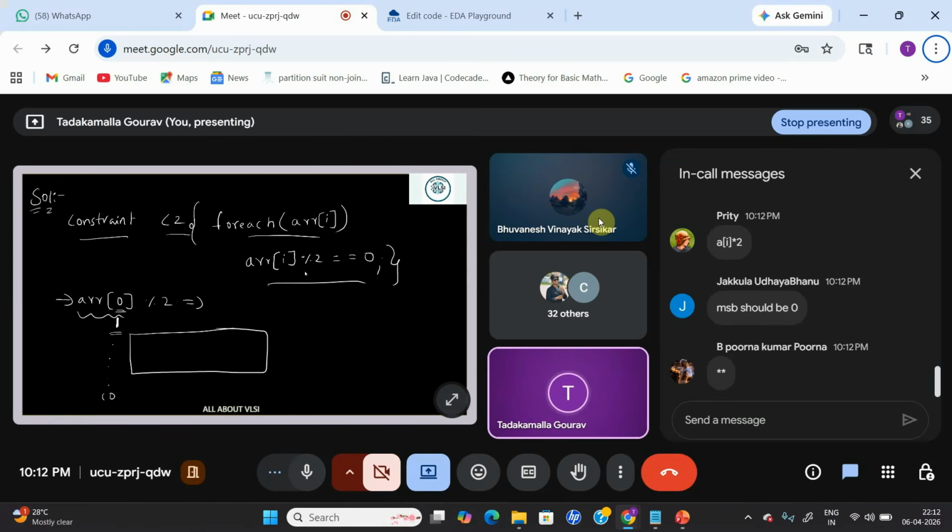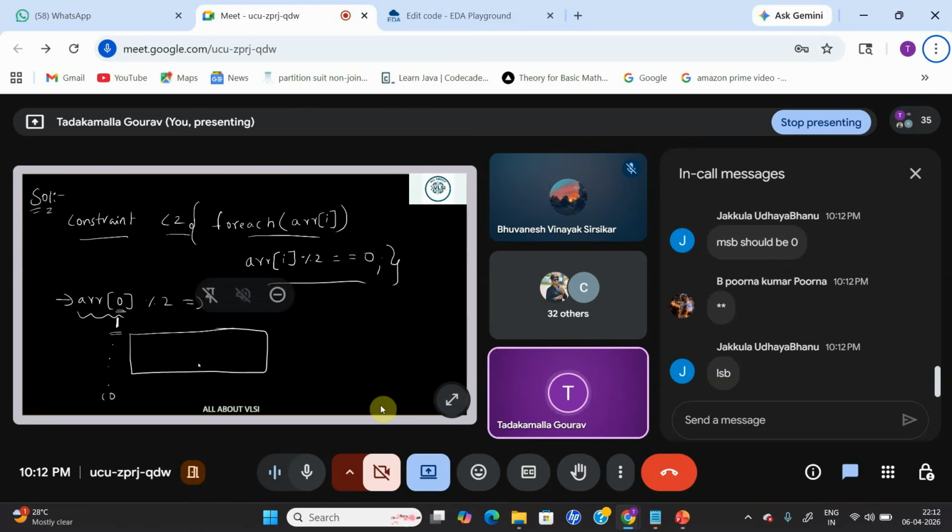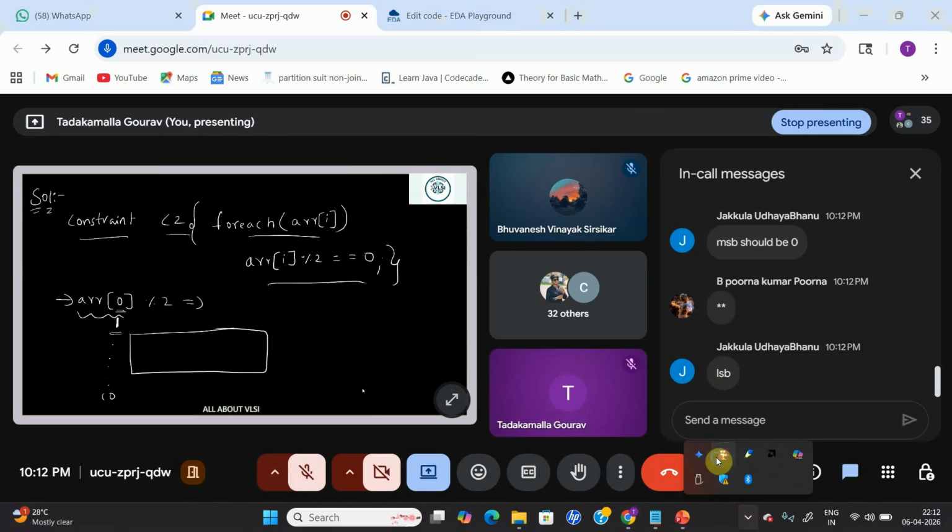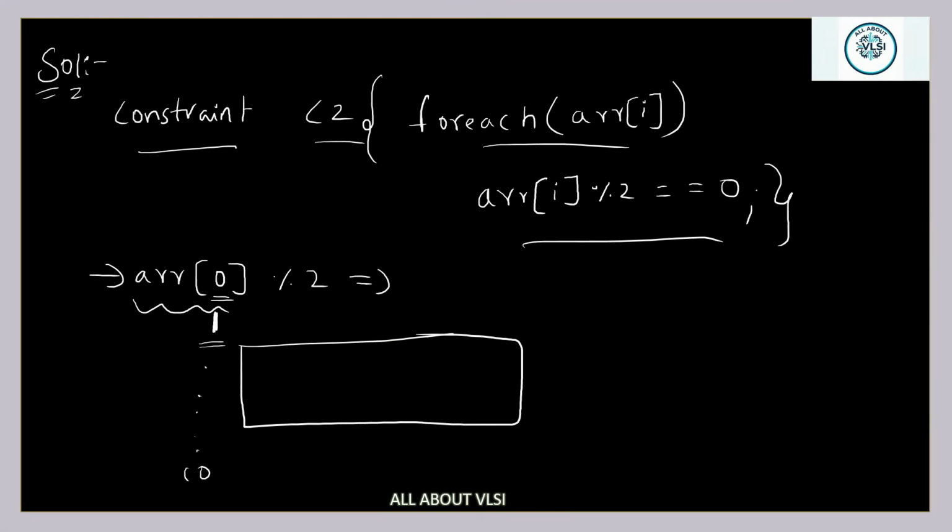MSB or LSB, if you multiply it by 2, you're going to get. Yes, LSB should be equal to 0. Is it clear? Okay. So let me implement this and give me 1 minute. Yes. Okay.